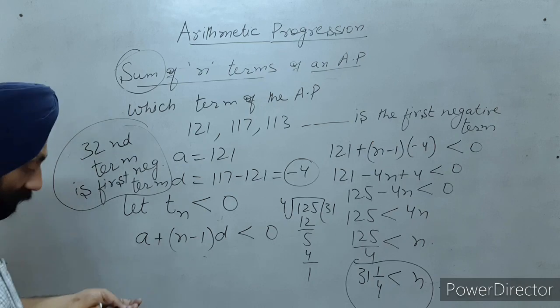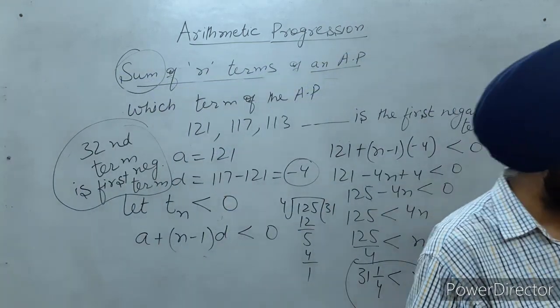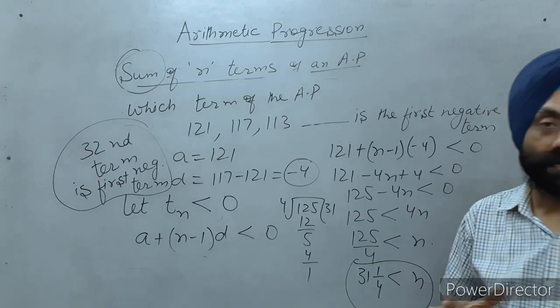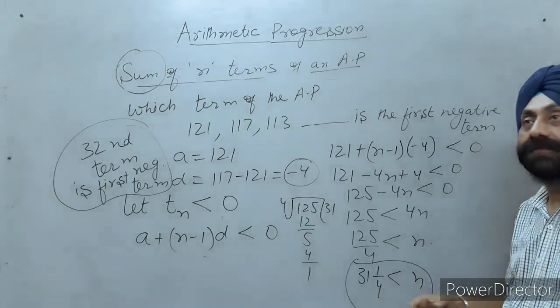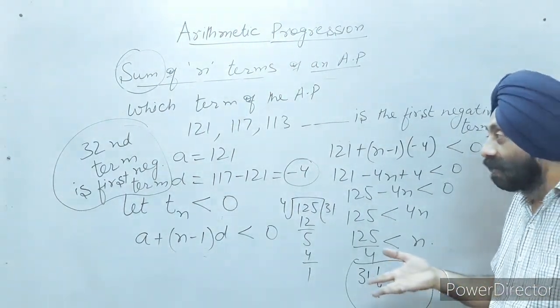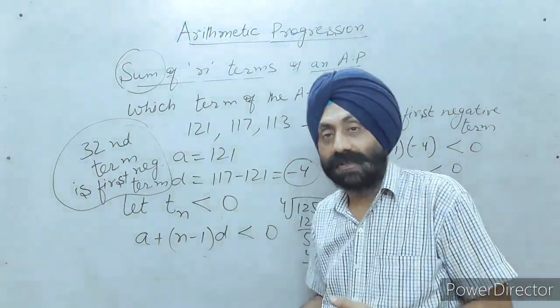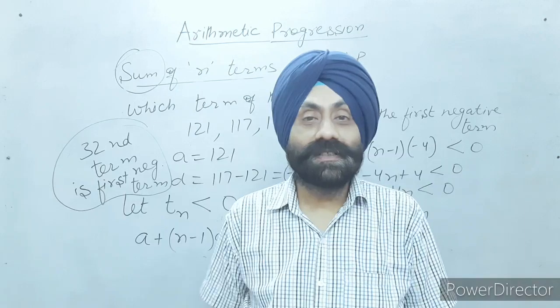What is the value of n? Greater than 31 1 by 4. The number of terms cannot be a fraction like 31 1 by 4. So n is greater than 31 1 by 4. That means my next term, which will be the first negative term, is the 32nd term. This was the question.